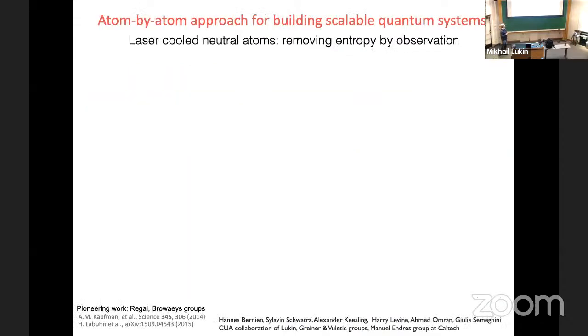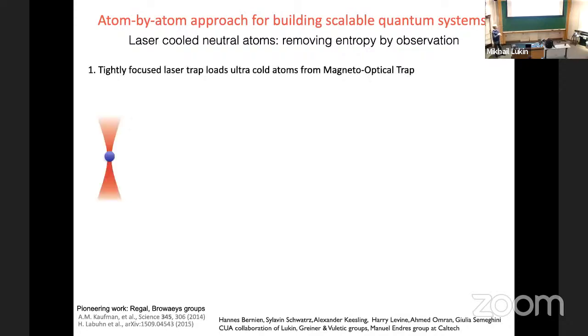Okay, so in our approach, we build quantum systems literally atom by atom, and we are following pioneering work which was done here in Gila by Cindy's group in particular. So what we do, we basically start with a gas of atoms pre-cooled by using conventional laser cooling techniques, and then we shine focused beams of light into the vacuum chamber, which act as optical tweezers. They are focused tightly enough that each tweezer can host at most one atom.